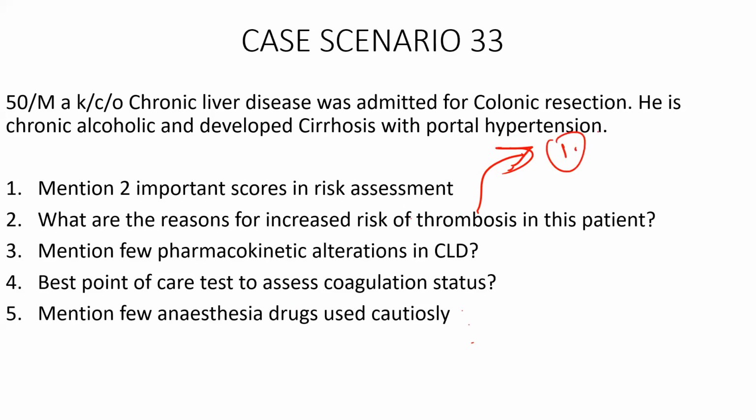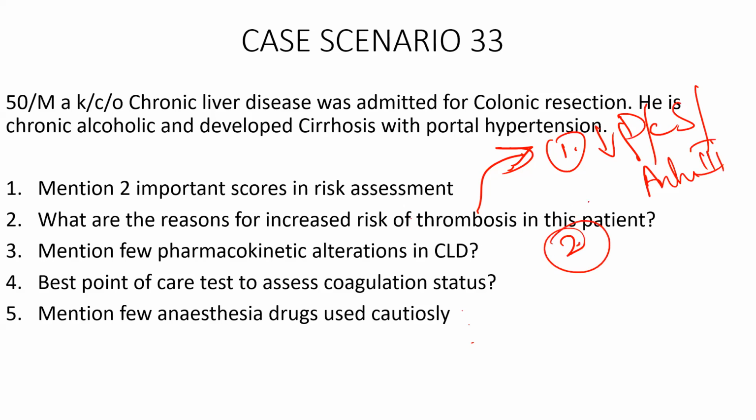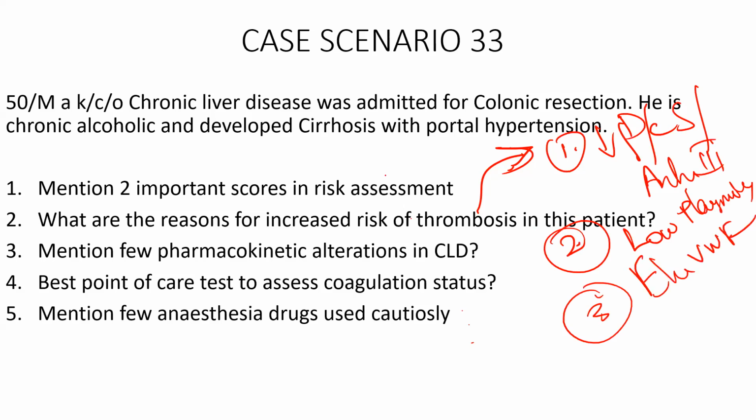Good. Number 1, decrease in protein C, protein S deficiency, and antithrombin 3 deficiency. All the 3 factors are produced by liver. So that will increase the risk of thrombosis. Then low plasminogen. Okay. Then elevated von Willebrand factor in liver failure. So these are the 3 reasons why the patients tend to have risk of thrombosis.